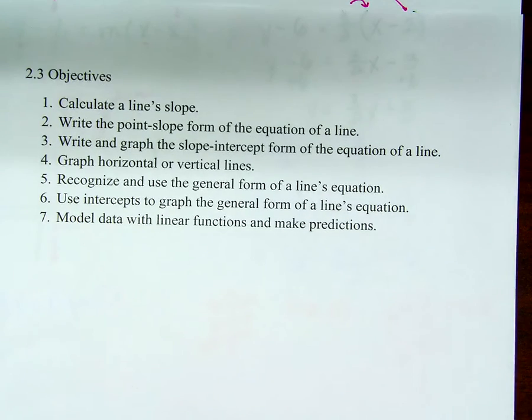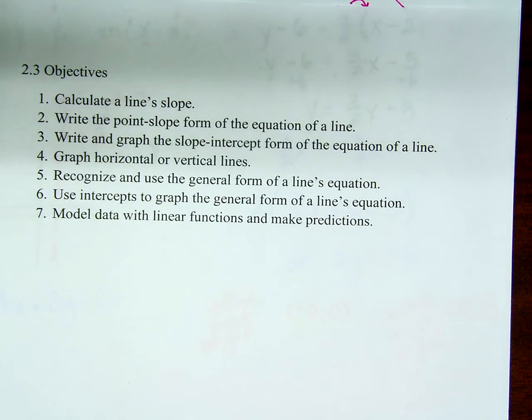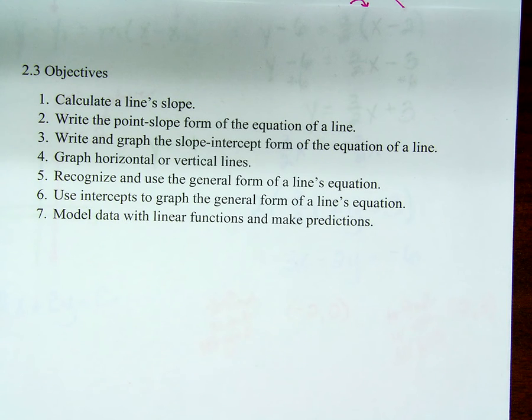Objective number 7 is model data with linear functions and make predictions. If you don't remember how to do a linear regression line, that's what they're talking about here. You can use your linear regression function in your calculator to model the data and to make predictions based on the equation that you get from the linear regression. Do you want to do that real fast? Do you have any questions about that?